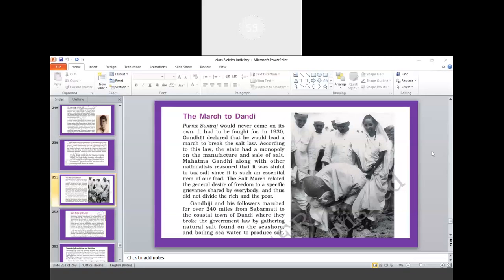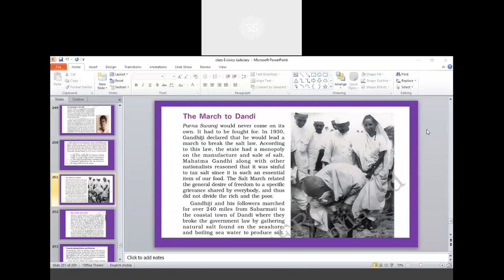So Mahatma Gandhi started his march over 240 miles, nearly 320 kilometers. Mahatma Gandhi started his movement from Sabarmati Ashram and he wanted to move to a coastal place, the town of Dandi. Can you tell me why Mahatma Gandhi selected a coastal place? Because preparation of salt is generally done from saline water or sea water.